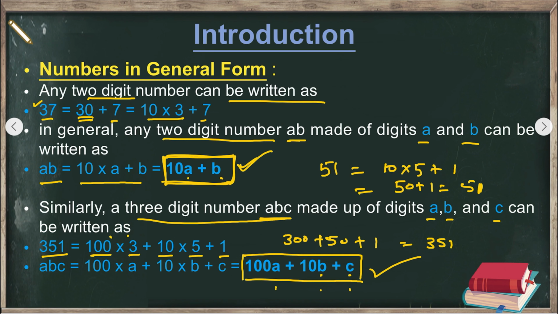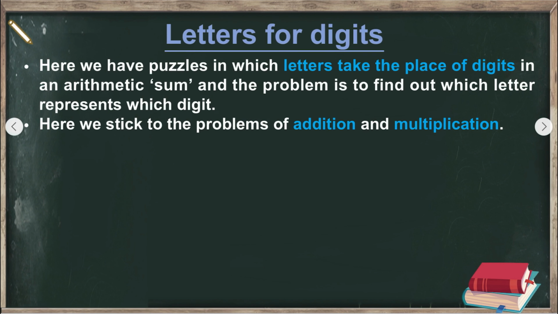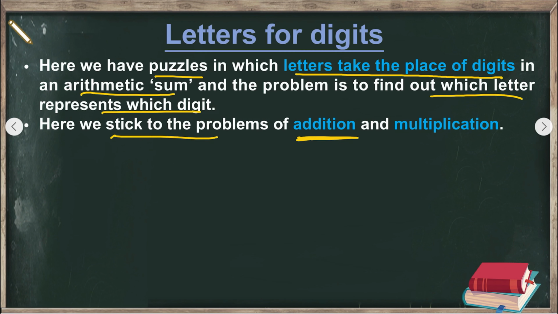Moving ahead, next we have letters for digit. The next very important topic for this chapter is letters for digit. Here we'll be given some puzzles in which letters take the place of digits in an arithmetic sum, and the problem is to find out which letter represents which digit. Our task is to find out those digits. In this chapter we'll stick only to the problems of addition and multiplication.